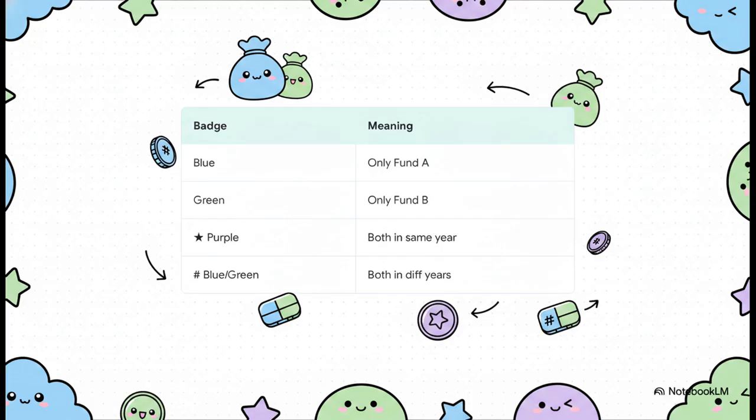A blue badge means the company was invested in only by Fund A, in this case, Kadara. A green badge means it was invested in only by Fund B, or Chris Capital. Now, keep an eye out for the symbols. A purple badge with a little star means both funds invested into the company in the exact same year. Finally, if you see a blue and green badge with a hash symbol, that indicates the company was backed by both funds but in different years. It's incredibly intuitive once you know the code.